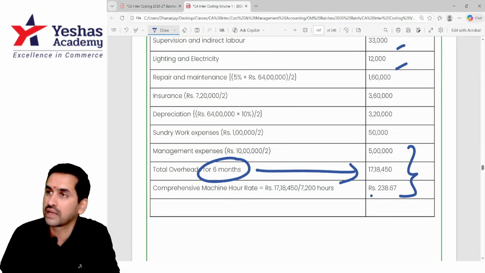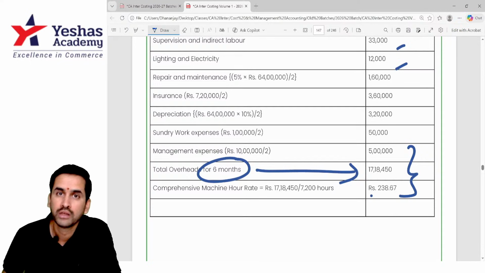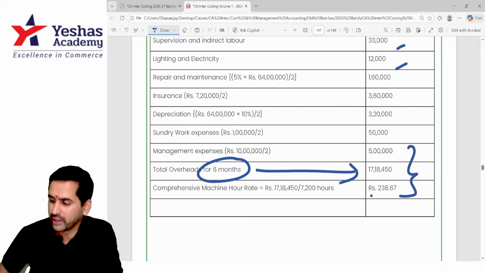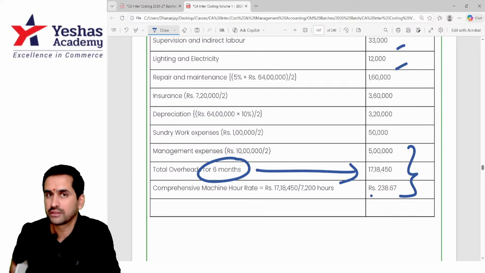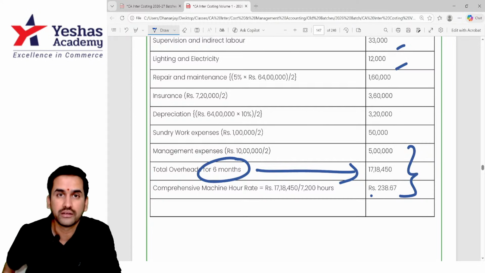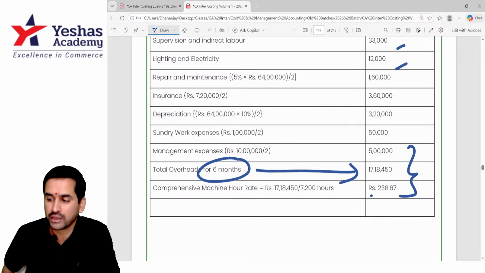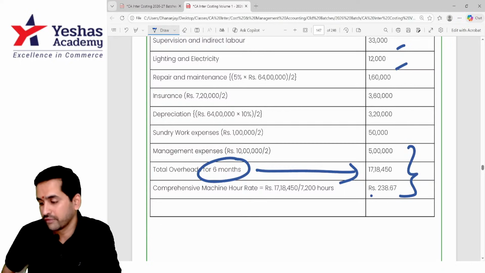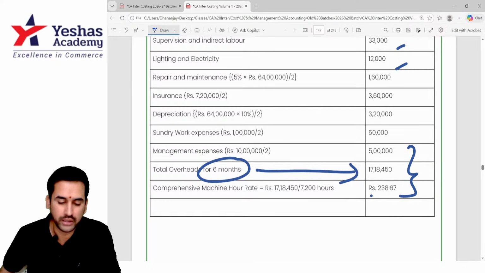Sir, can I do all calculations for 1 month also? Yes, you can do. Then depreciation, salary, insurance, everything you should bring it down to 1 month. Either 1 month or 1 year, or in this question, because they have taken that 6 months data, you can do it on 6 months also. But remember, if numerator amounts are for 6 months, denominator should also be for 6 months. Correct? If numerator is for 1 year, denominator also should be for 1 year.